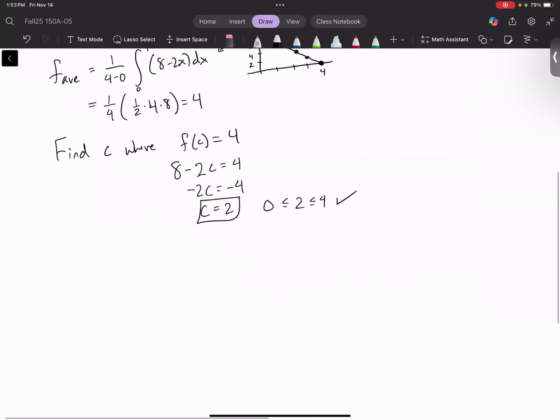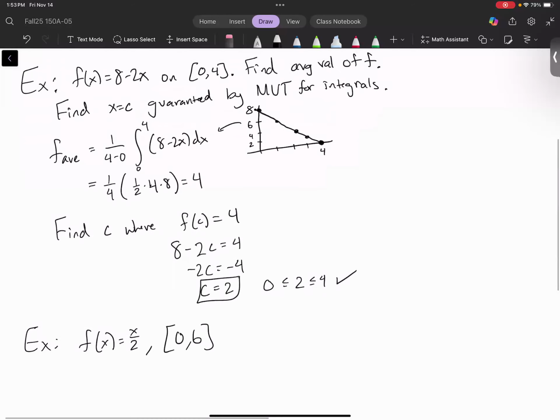So let me get you guys to try an example. We're going to do the exact same thing where f of x equals x over 2, and we're looking at the interval 0 to 6. So do the exact same thing that we did there. Go ahead and pause here. I'll jump to the solution.